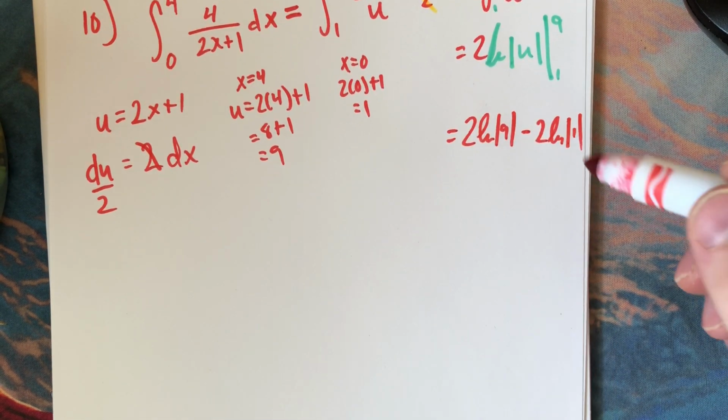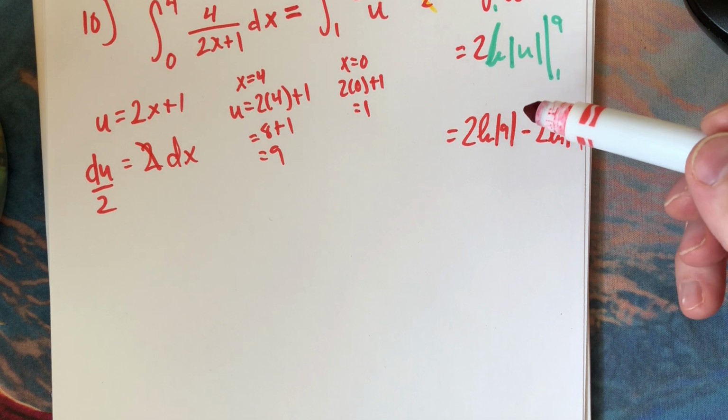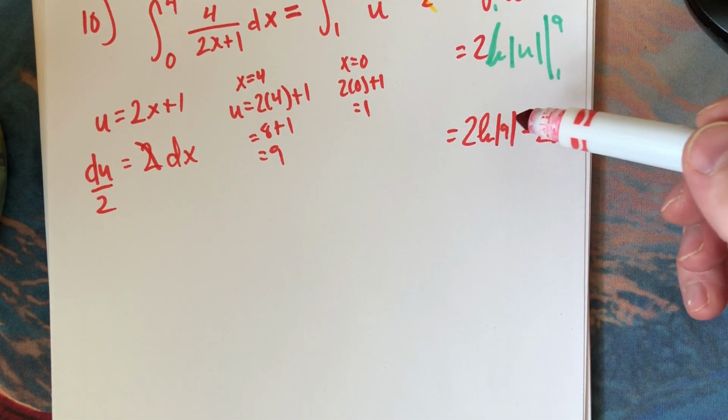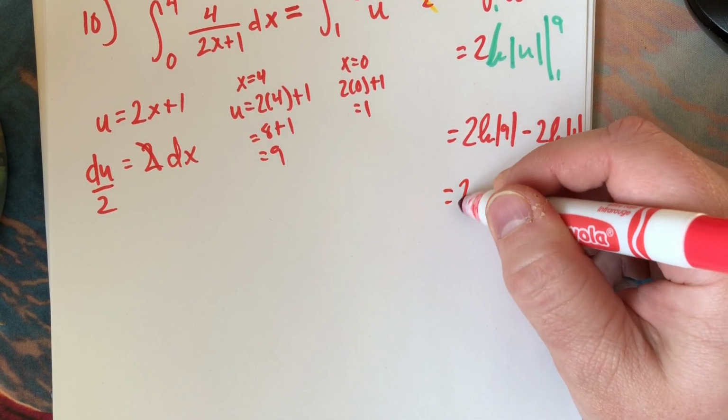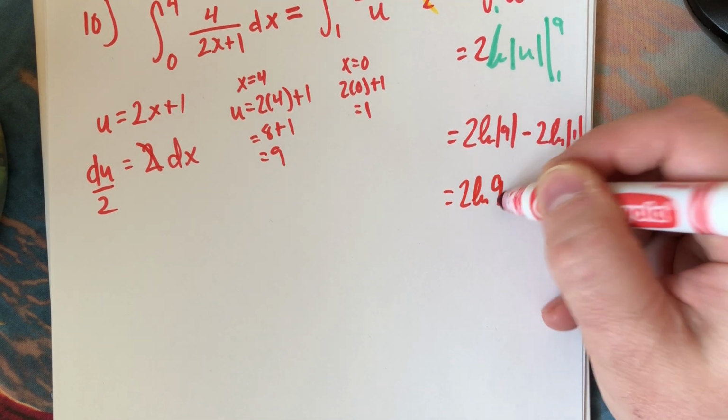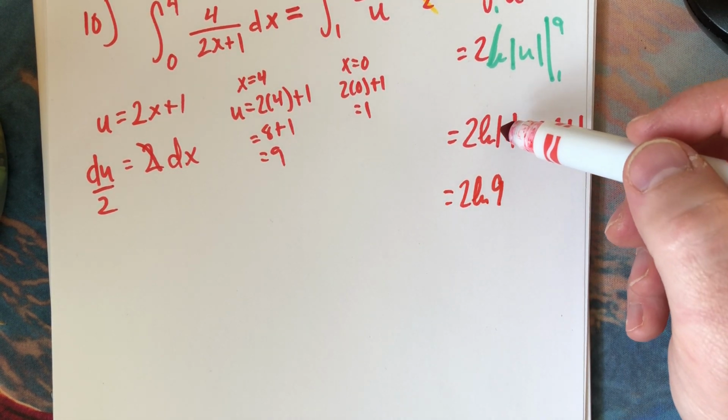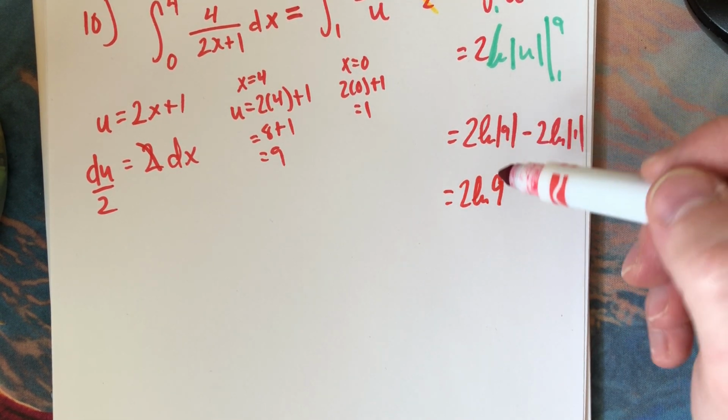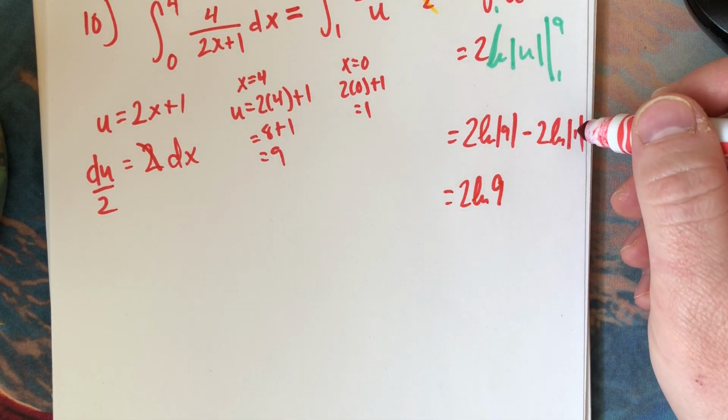And so this is where the absolute value really is important. The absolute value of 9 is just 9. So I'm actually going to drop the absolute value, because we could say, I took the absolute value of 9, I got 9. Took the absolute value of 1, I get 1.